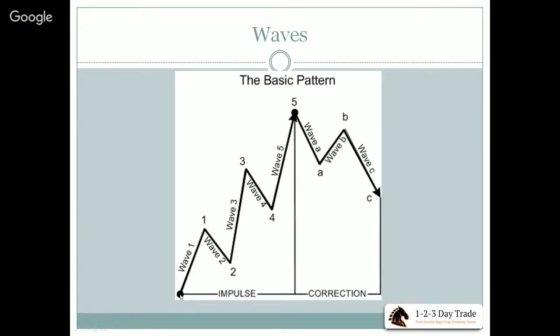This is your 0 point. Here's your 1, 2, 3, 4, 5 going up, and then the correction wave. Now notice that it's called impulse and then correction. So that stays standard as far as the wave theory goes. You have your impulse part of the wave, and then you have your correction.